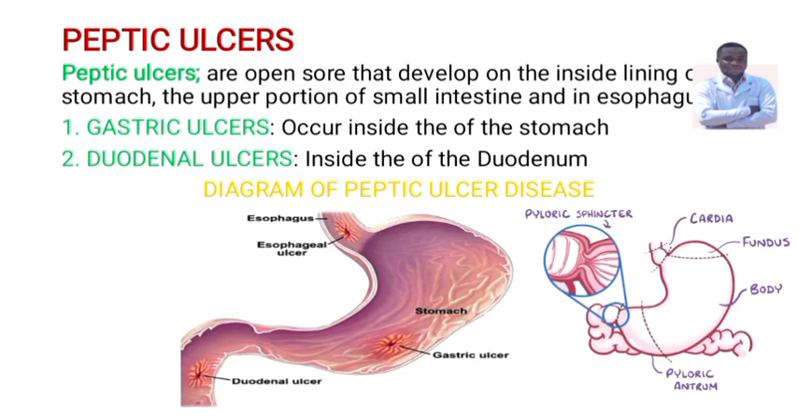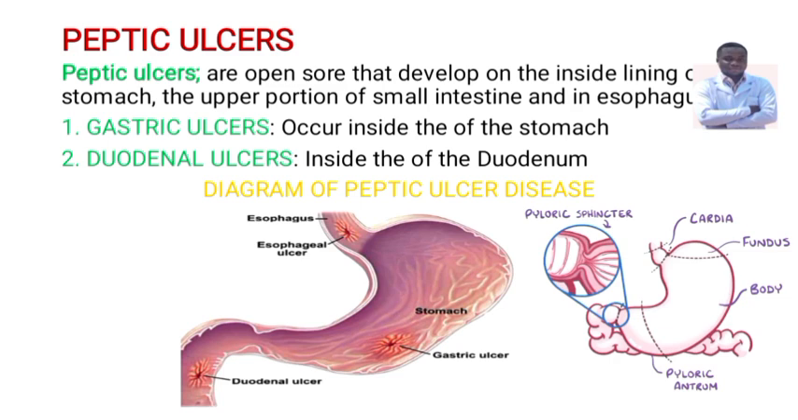Peptic ulcers are divided into three parts: in the esophagus, in the stomach, and in the duodenum. The ulceration occurring in the esophagus is an esophageal ulcer. The ulceration that occurs in the stomach is the gastric ulcer, and the ulceration that occurs in the duodenum is the duodenal ulcer. The duodenum is the part of the small intestine found in the upper part, near the stomach.